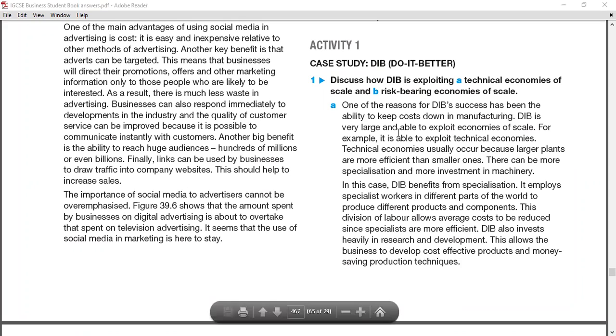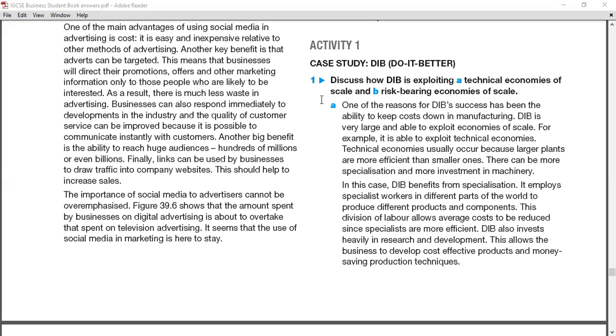Oh, Davitra, can you read the answer here? Discuss how DIB exploits technical and risk-bearer economies of scale. Question number 1. Okay. All right. So mainly, yeah. Question number 1: discuss how DIB exploits technical and risk-bearer economies of scale.